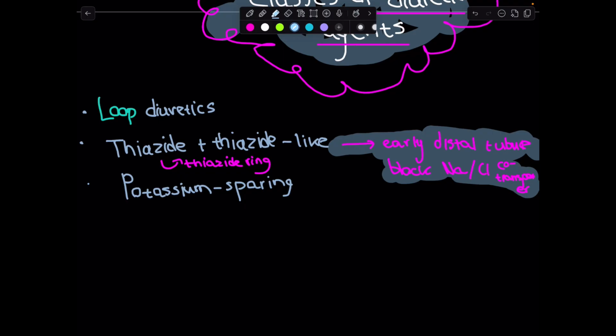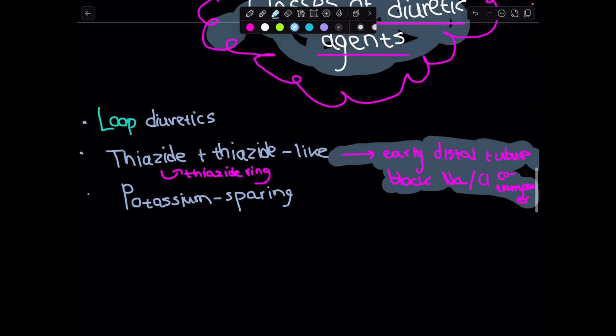Why in the distal and not in the loop of Henle or in the proximal tubule? Thiazide and thiazide-like diuretics act in the distal convoluted tubule because their sulfonamide-based structure, with or without a thiazide ring, specifically binds to the sodium chloride cotransporter, NCC, found there, not the sodium potassium chloride cotransporter in the loop of Henle, targeted by loop diuretics like furosemide, or the broader transporters in the proximal tubule. This structural specificity limits their action to the distal tubule, where they cause milder diuresis.